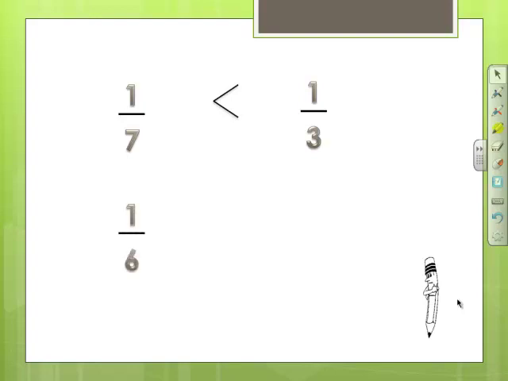Another example, we have 1/6 and 1/8. Rule number 2 says, if we have the same numerator, we look at the denominator. Here we have 1 and 1, so we will look at the denominator, 6 and 8. The greatest will be smallest and the smallest will be greatest. So 8 is more than 6, so 1/6 is more than 1/8.